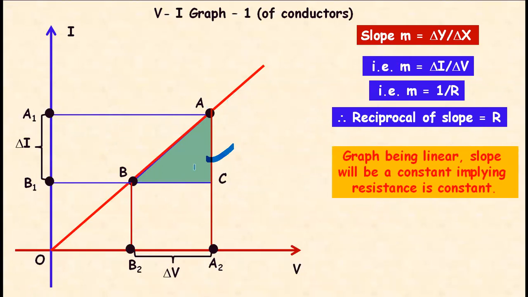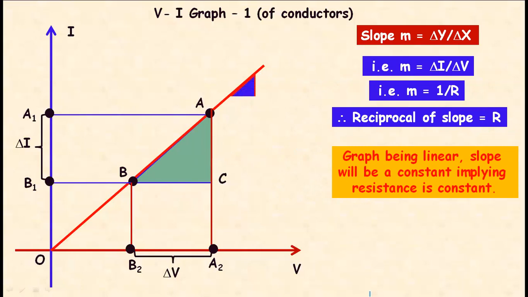So wherever you draw the triangle, if you find the slope, if the trace is a straight line, if the VI graph is a straight line, then the slope will always be a constant. If the slope is always a constant, then the reciprocal of the slope, which is nothing but resistance, will also be constant. Is it clear?